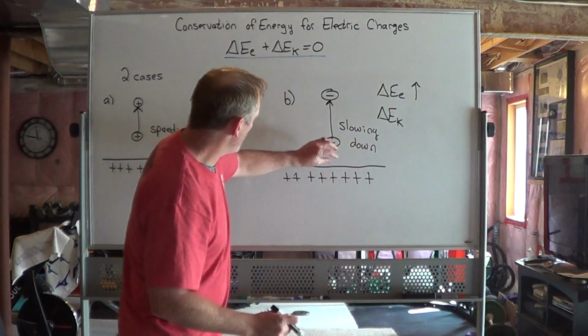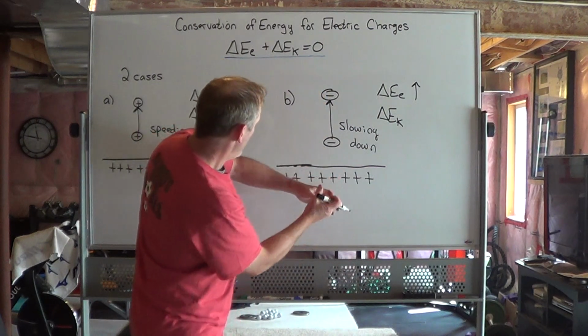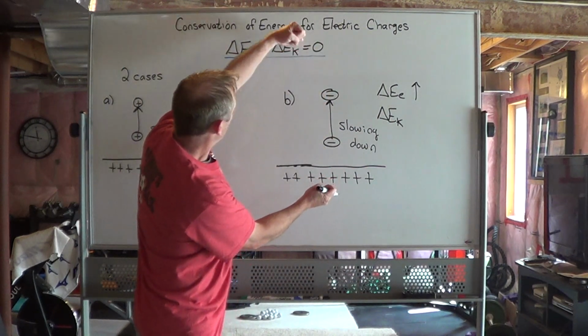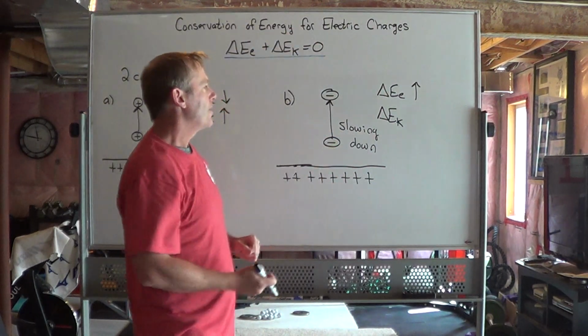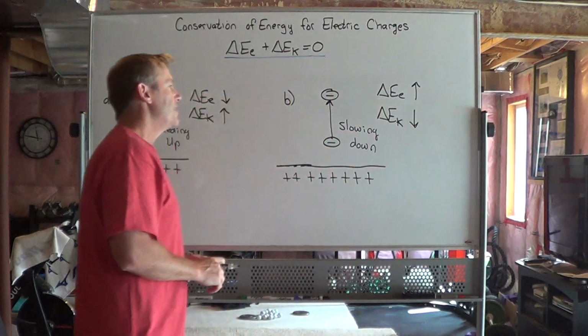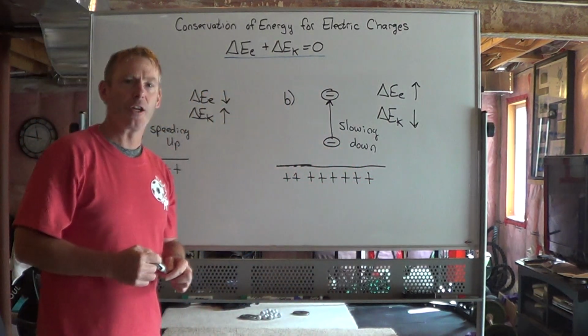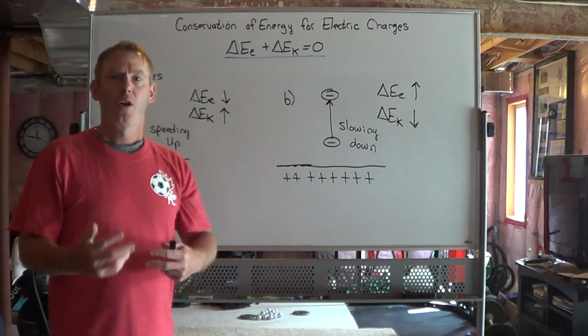All right, so this negative charge is shooting this way, it's being thrown this way, if you will, but because it's attracted to the positive plate, we're building up that electric potential energy, but at the same time, this charge would be slowing down, which means we now have a decrease in kinetic energy. And now what we're going to look at is a couple of examples of how this works.